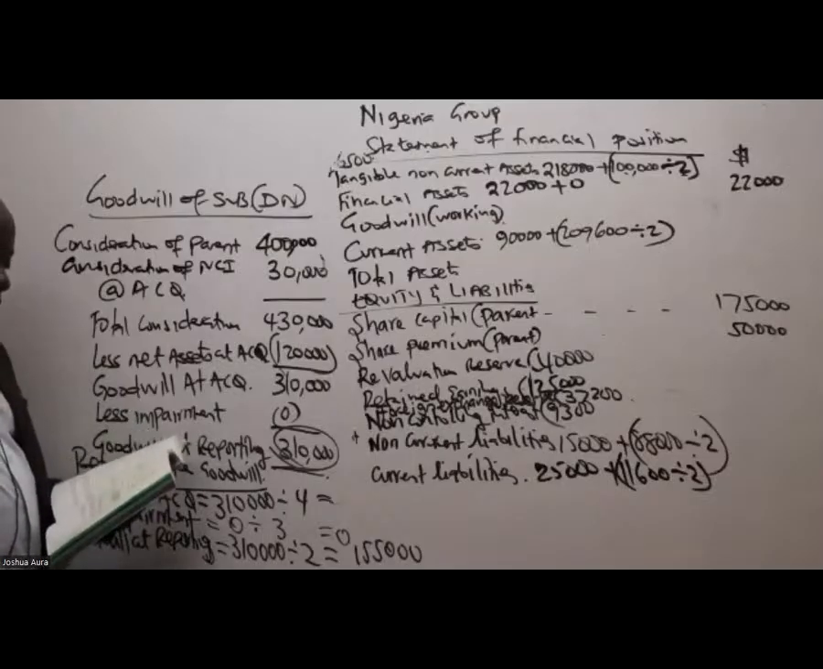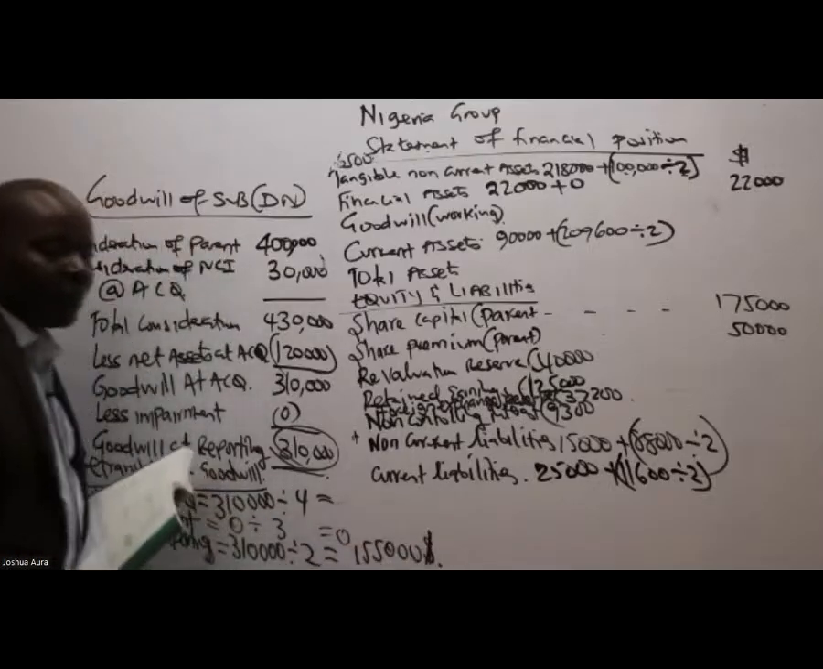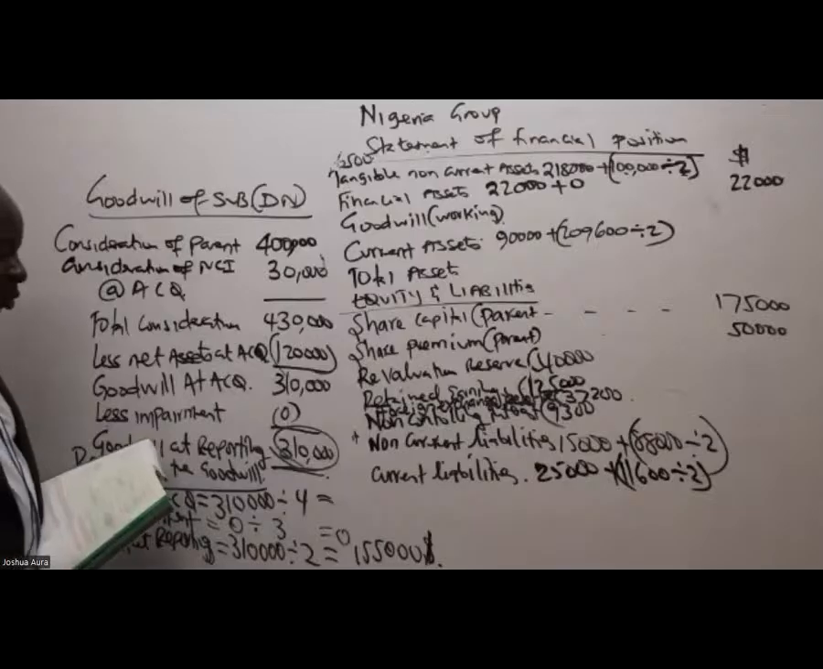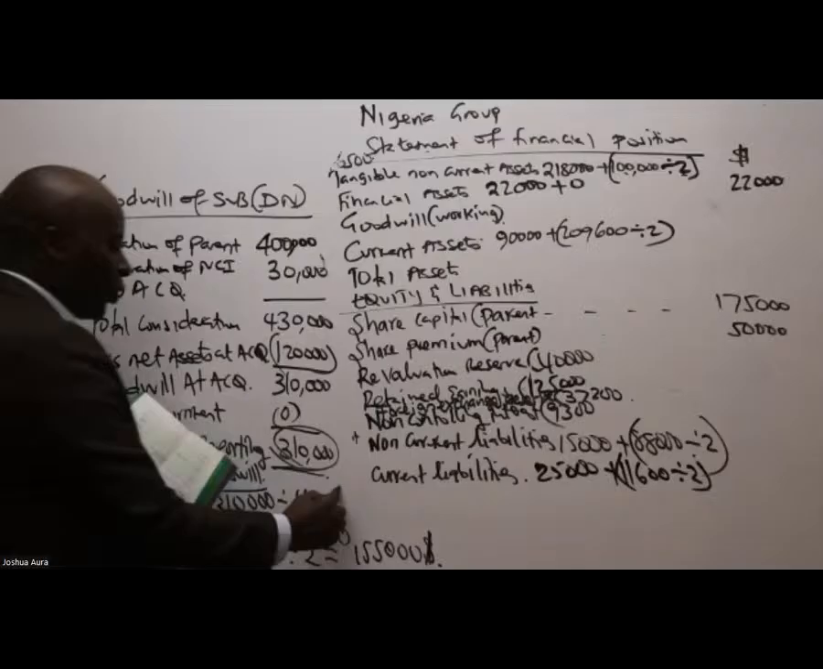310,000 divided by 4. These are dollars, remember now. These are dollars, we are retranslating them. So 310,000 divided by 4 gives me $77,500.